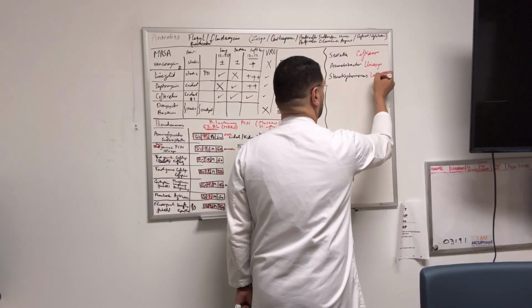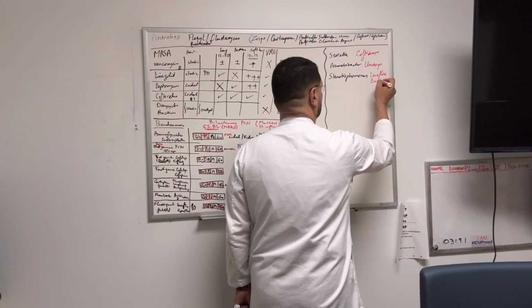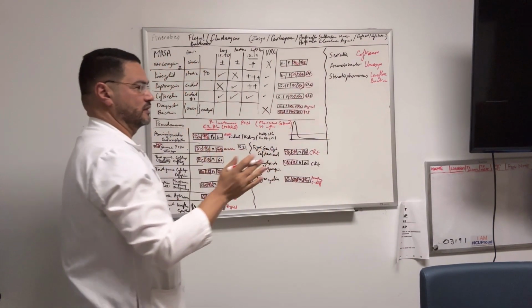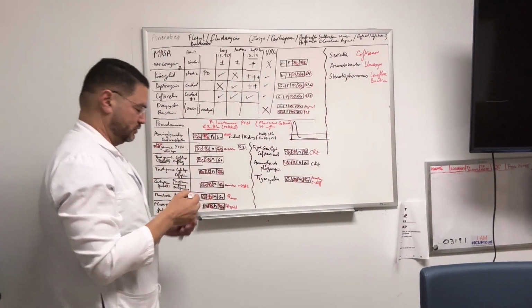Stenotrophomonas, there are only two antibiotics that we even test for it: levofloxacin and Bactrim. You can use carbapenem, you can use whatever you want, it doesn't kill it. Levofloxacin and Bactrim, two antibiotics that I hate, but you have to use them.